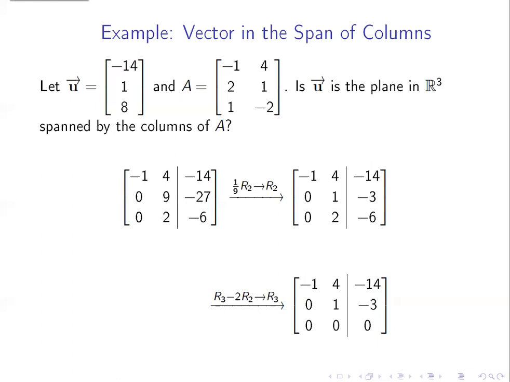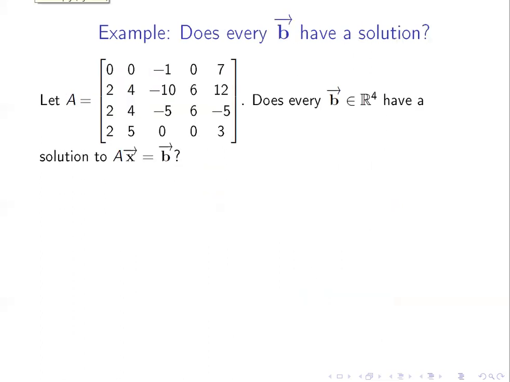Because my row echelon form, which this is because that's a -1, and because I didn't get rid of the 4, I don't have to find the solution. I just have to know that there is a solution. Hopefully that makes sense. All right.